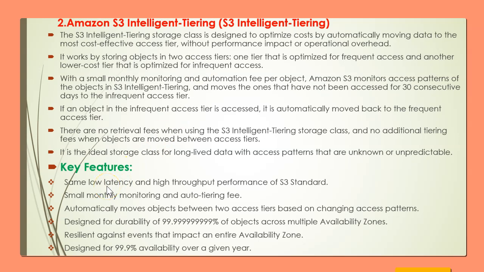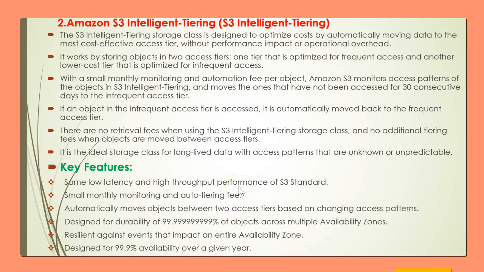It's the same low latency and high throughput as S3 Standard. There is a small monthly monitoring and auto-tiering fee that you have to pay to Amazon, and it automatically moves objects between two access tiers based on changing access patterns. We are going to see how we can create those patterns in S3 to move the data from one object into the different objects.